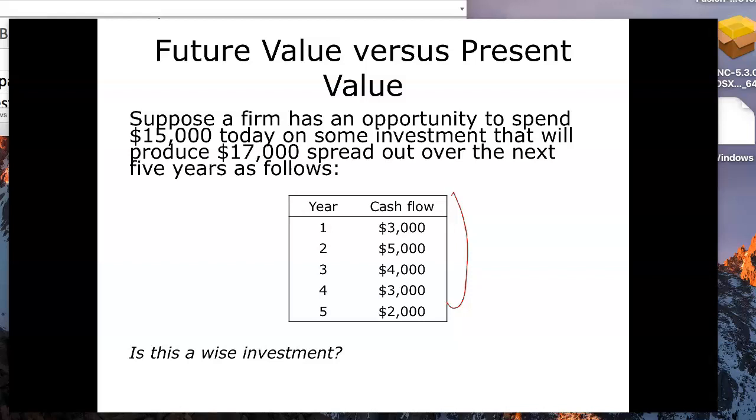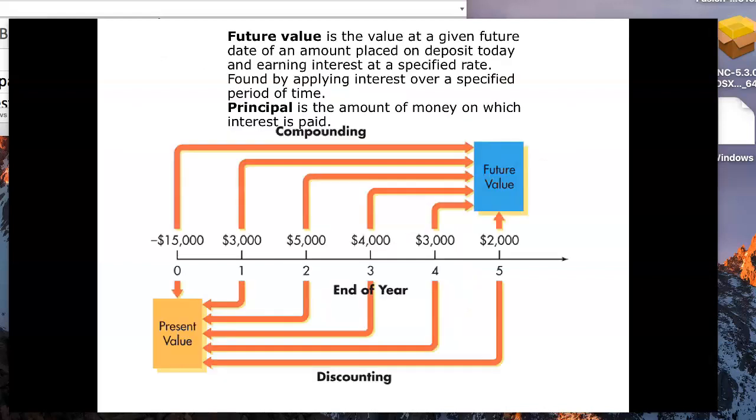So to make a wise investment decision, we need to compare these cash flows that we're receiving in the future to today's cash flow. Or conversely, we need to convert today's cash flow to future cash flows so that we're comparing at the same point in time. In order to make a wise investment decision, we would like to consider all these cash flows at the same point in time so we can compare apples to apples, oranges to oranges, because as we've already discussed, a dollar today has more value than a dollar tomorrow.